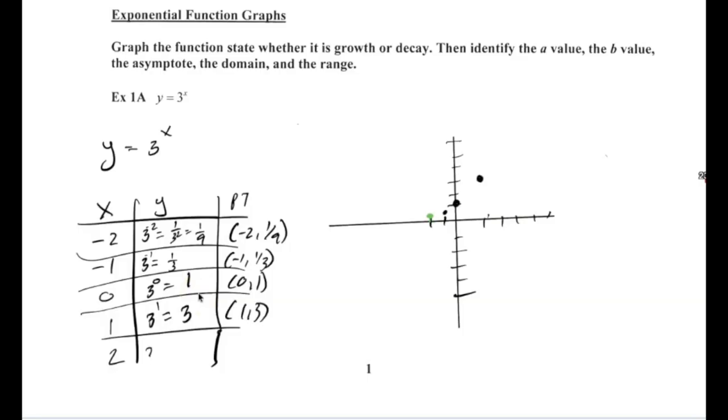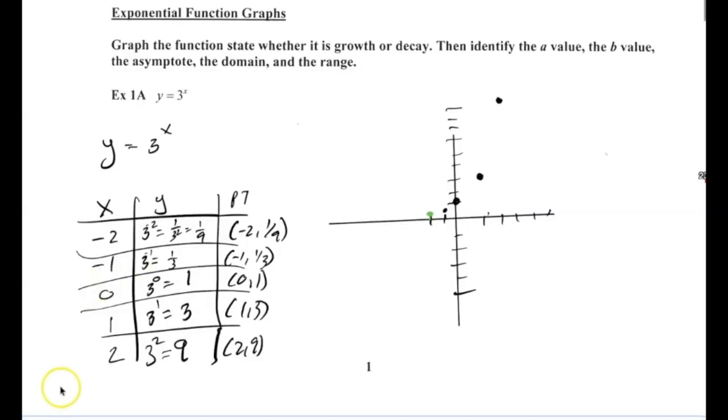And then you can start seeing it really fly. 3 squared is 9, 3 times 3. I get the point 2, 9. 2 all the way up to 9. If I went another time, 3 cubed is 3 times 3 times 3, which is 27. Exponentials grow fast. And we'll talk about this more in a second. There's an asymptote right here at y equals 0. We're never going to cross that.